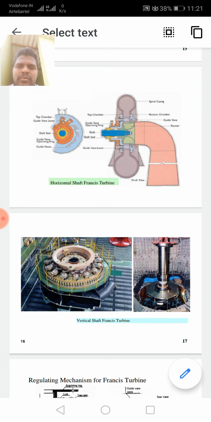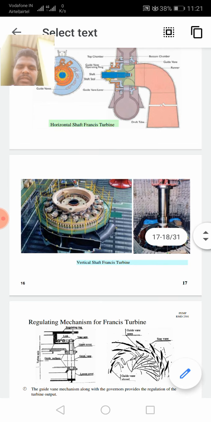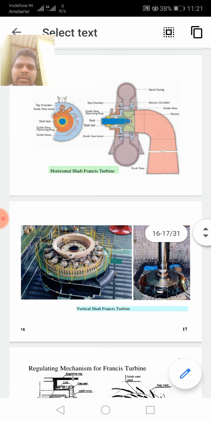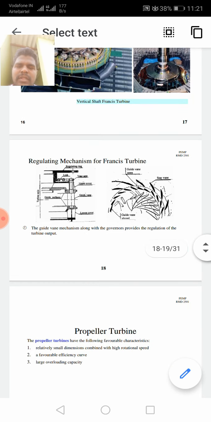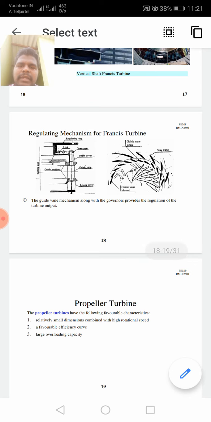Francis turbine we can also classify into two types based on the direction. First one, horizontal shaft Francis turbine, and second one is vertical shaft Francis turbine. Both turbine images we can see in these two slides. Next one, regulating mechanism for Francis turbine. The guide vane mechanism along with the governors provides the regulation of the turbine output.